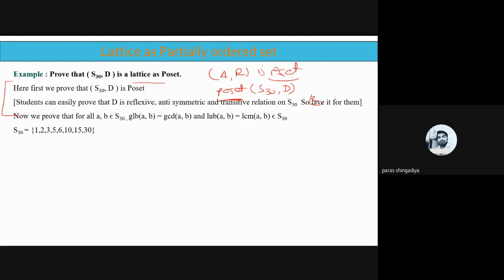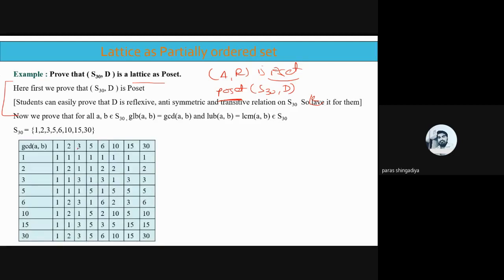Okay, so let us first check S30. In S30, how many values are there? 1, 2, 3, 5, 6, 10, 15, and 30. And now first we'll prepare this table, because in this table we can manage all such possibilities, all such pairs. How can we create this table? We consider each element of S30 as a row: 1, 2, 3, 5, 6, 10, 15, 30, and consider each value as a column of S30, that is 1, 2, 3, 5, 6, 10, 15, and 30.